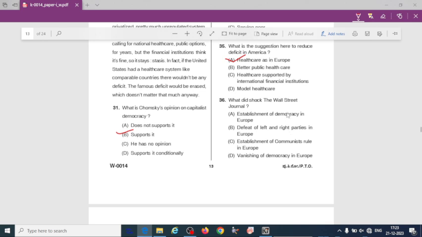What shocked the Wall Street Journal? 36, option D, vanishing of democracy in Europe.